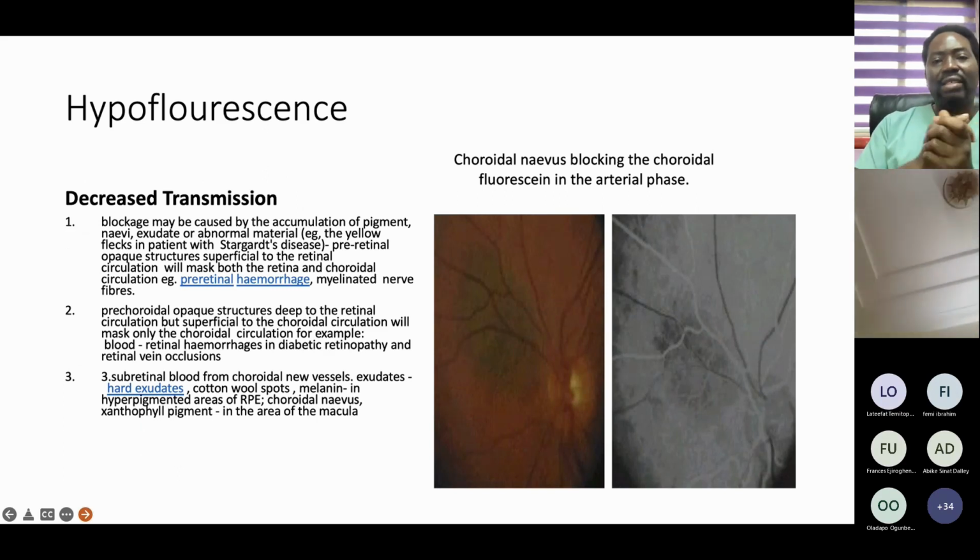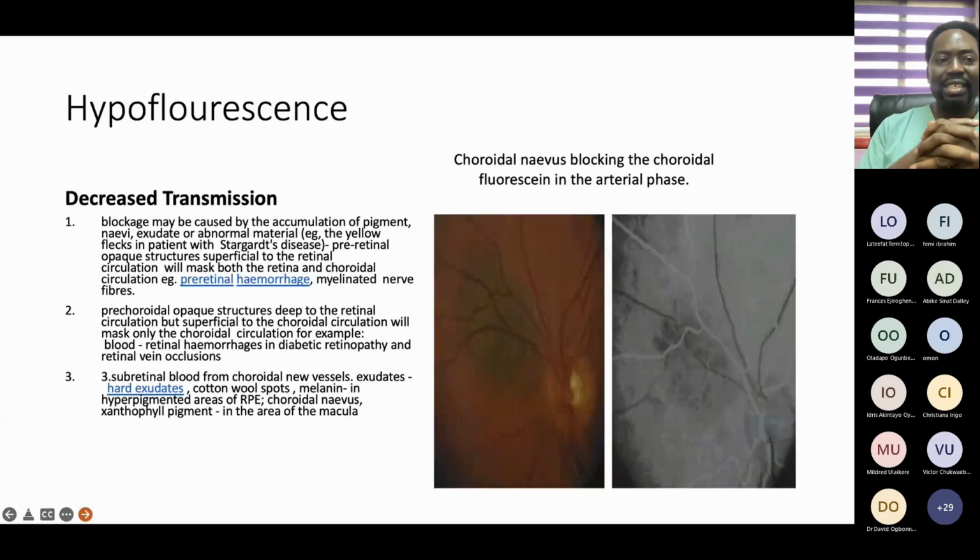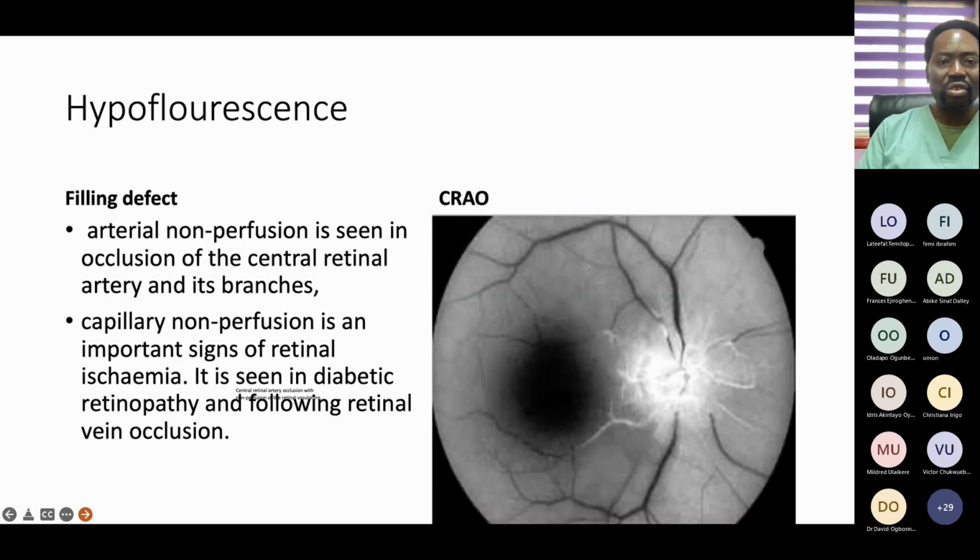So let's look at some of these to get used to them again. Hypofluorescent pattern: this is decreased fluorescence as a result of obstruction of underlying choroidal fluorescence. So this may happen in a nevus. You can see this nevus here, and you can see it's obstructing the transmission of the dye. It also happens when there is a central retinal artery occlusion and there's no blood going into the vessels at all. So this also is a cause of hypofluorescence.